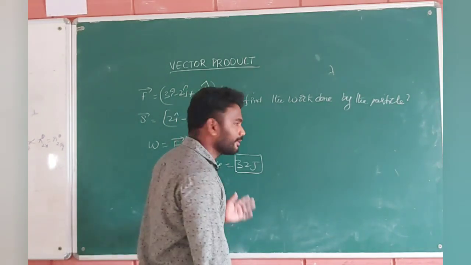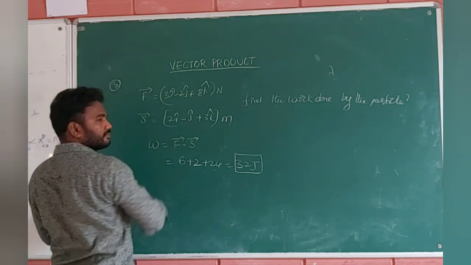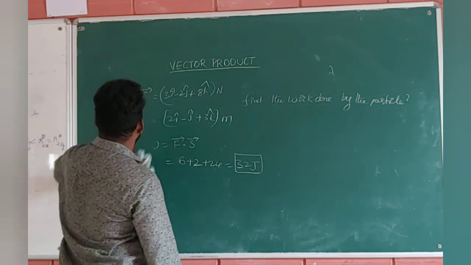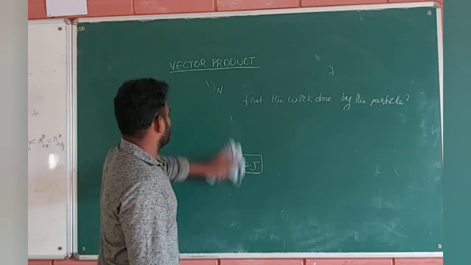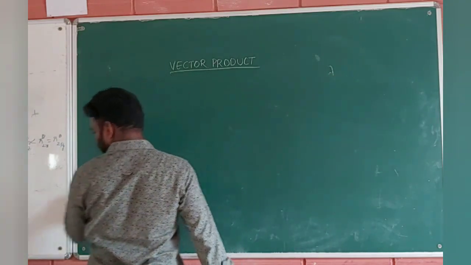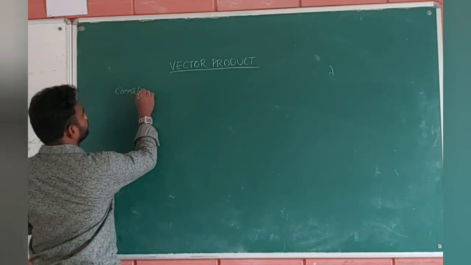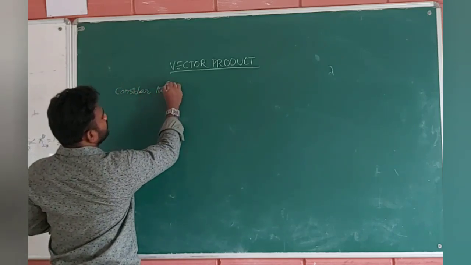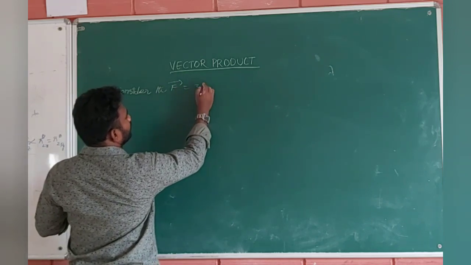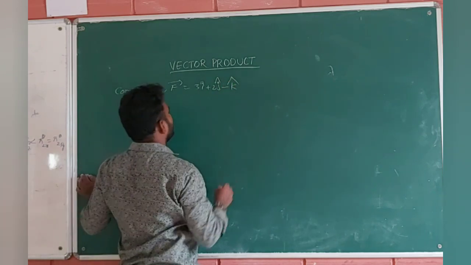Okay, shall we do one more problem based on this? Yes, make a note of this, guys. This is question number 3, I think. Next, one more question I will do here. Make a note of how we are finding the work done. Next question, very interesting. Consider the force given by 3 I cap plus 2 J cap minus K cap. Write down the force first.